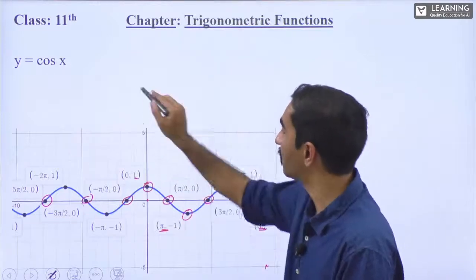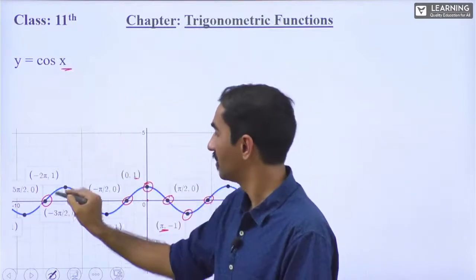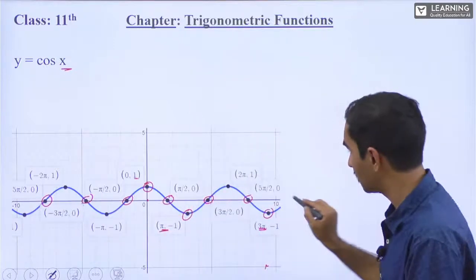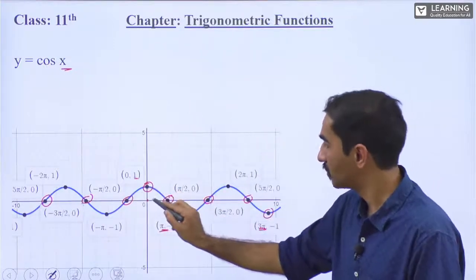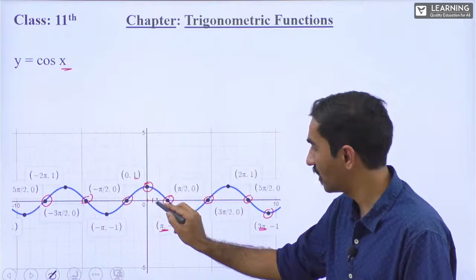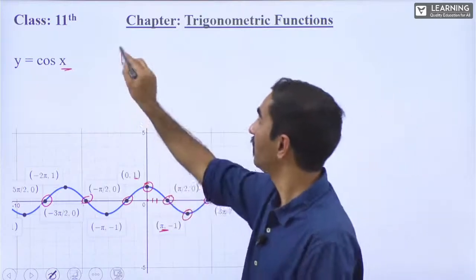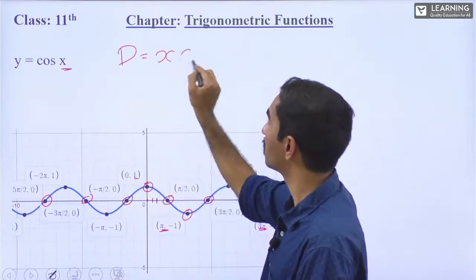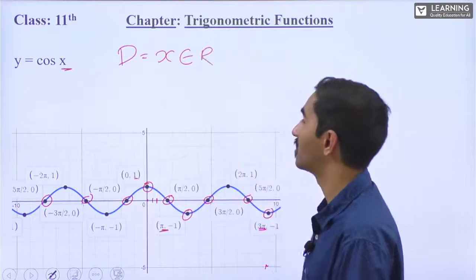So what would be the range of cos? What are the values of x? Again, see the x axis, see the values. So even this is a value of cos, even this is a value of cos. So the domain for cos is x belongs to the set of real numbers.